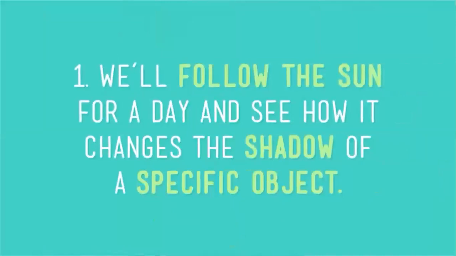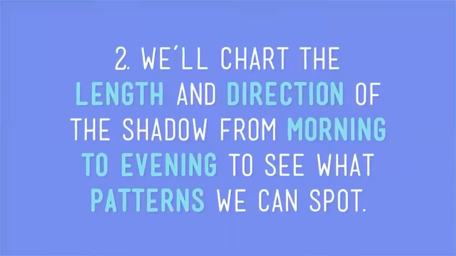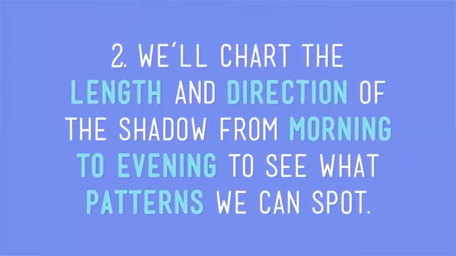We'll follow the sun for a day and see how it changes the shadow of a specific object. Then we can chart the length and the direction of the shadow from morning to evening to see which patterns we can spot. First, let's pick an object that stands still, not running around all crazy. Like, how about a lamppost?